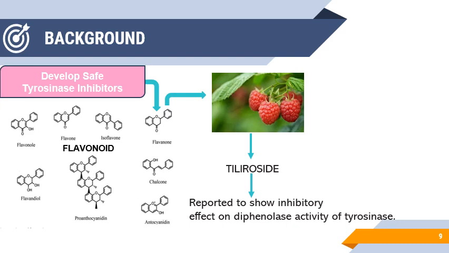Tiliroside possesses antioxidative, anti-inflammatory, and antimicrobial activity, UV protectant, and cytotoxic activity against human leukemic cell lines. And it was reported before to show an inhibitory effect on the diphenolase activity of tyrosinase.